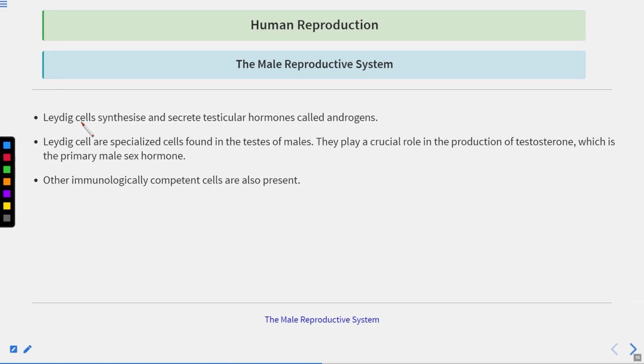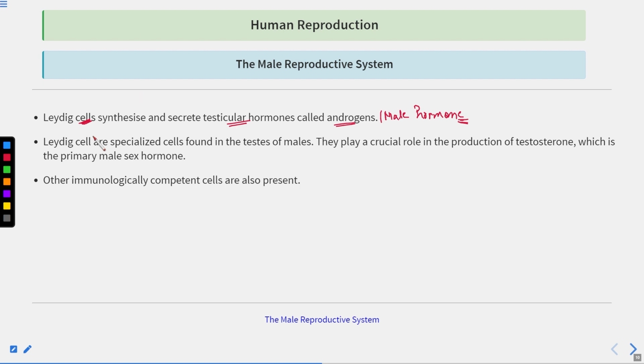Now, what is the role of the Leydig cells? Leydig cells synthesize and secrete the testicular hormones known as the androgens. Androgens are known as the male hormones. And which type of hormone? I've already told you, testosterone. Clear? So Leydig cells secrete testosterone. And what is the function of testosterone? It helps in the development of the secondary sexual characters. Leydig cells also help in spermatogenesis, the formation of sperms.